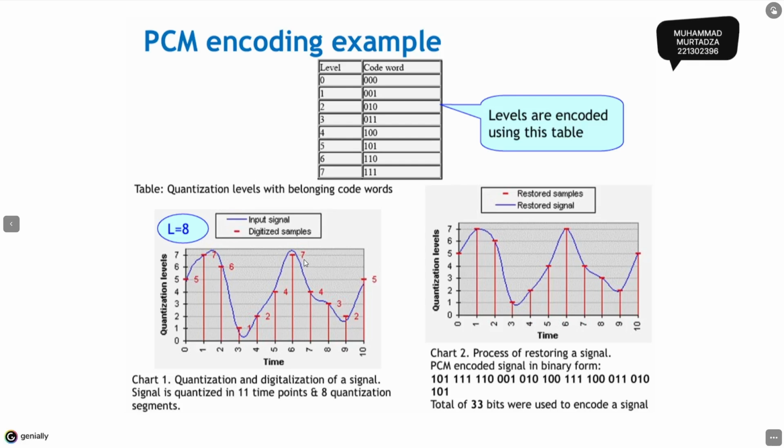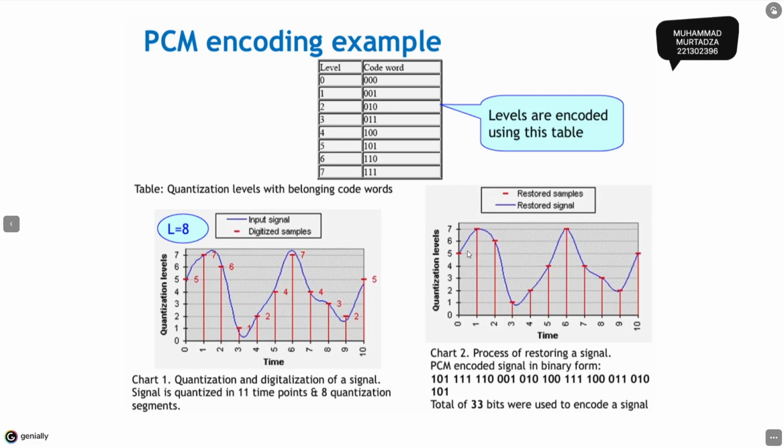So in order to change it to binary coded decimals, or in the encoding process, here you can see in chart 2, process of restoring a signal. PCM encoded signal in binary form. So in encoding the signal in binary form, for 5 you can refer to the table. Level 5 code word is 101. So in binary form, it will be 101. We need to do this in order from left to right. So 5, 7, 6, 3, 4, 5, 7, 6, my bad. 5, 7, 6, 1, 2, 4, 7, 4, 3, 2, 5.